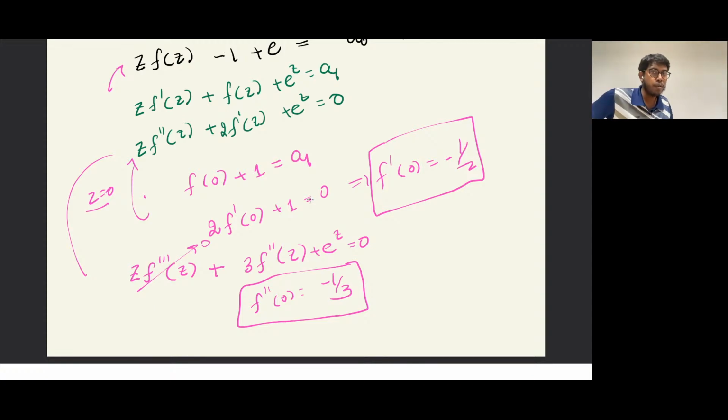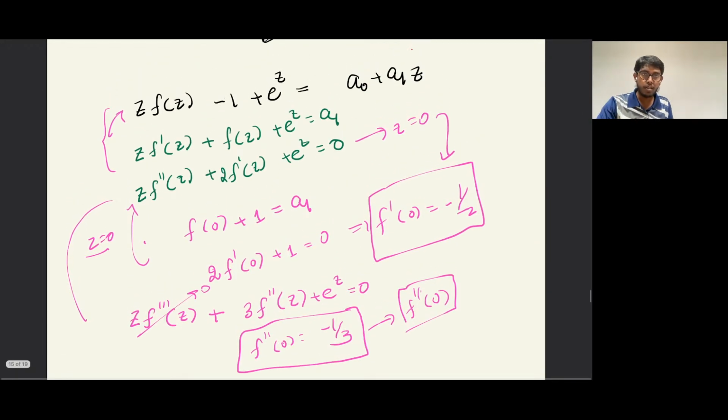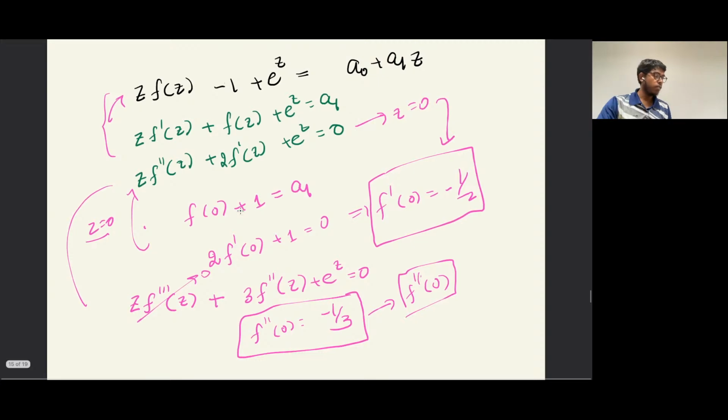Yeah, you are right. If you put z equals 0 here, it gives the f prime 0. And if I take the next derivative and put z equals 0, I get f double prime 0. This is quite a lot easier than what I suggested. Thanks, Abiru, for this suggestion. So, is there any doubt? Okay, then let's proceed to the next problem.